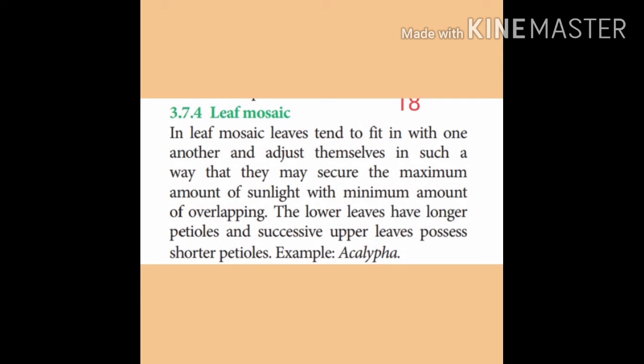So the lower leaves have a longer petiole. Longer petiole means they can come away from other leaves, and the successive upper petioles will be smaller so that they can receive the sunlight. That arrangement is called the leaf mosaic in plants.